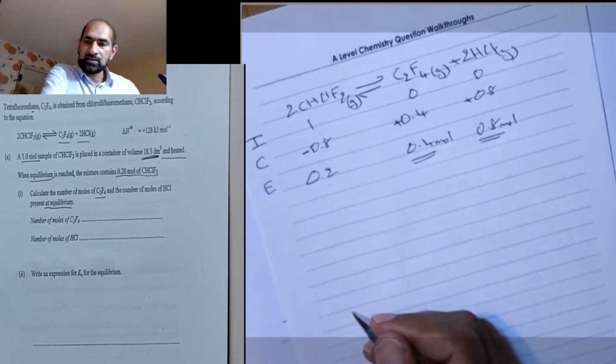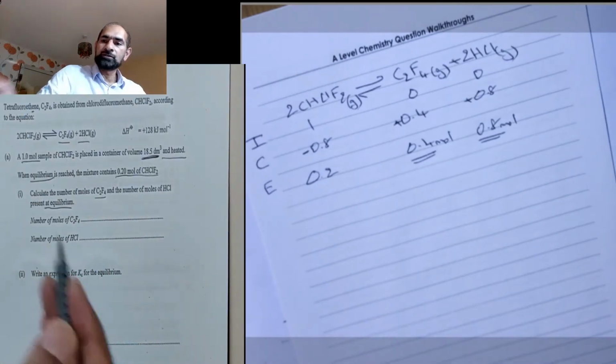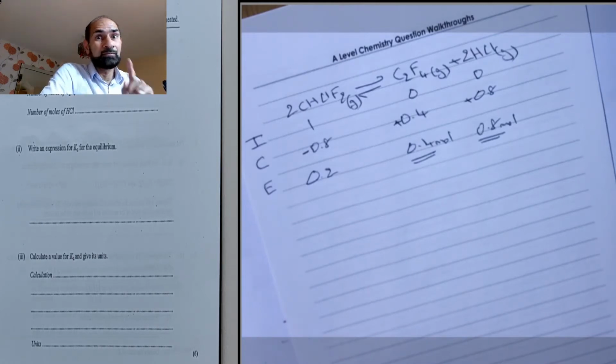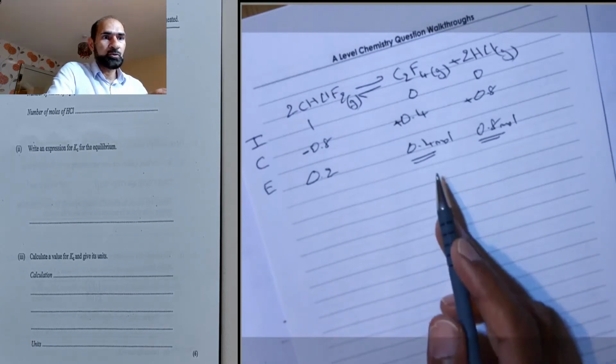Okay, and that's a simple 2 marks, probably 1 and 2. Okay, next question. Write an expression for Kc for the equilibrium. If you can't write an expression for Kc, why? Right? Go back and learn. It's simple, products over reactants, but concentrations this time. Remember, here we're talking about moles.